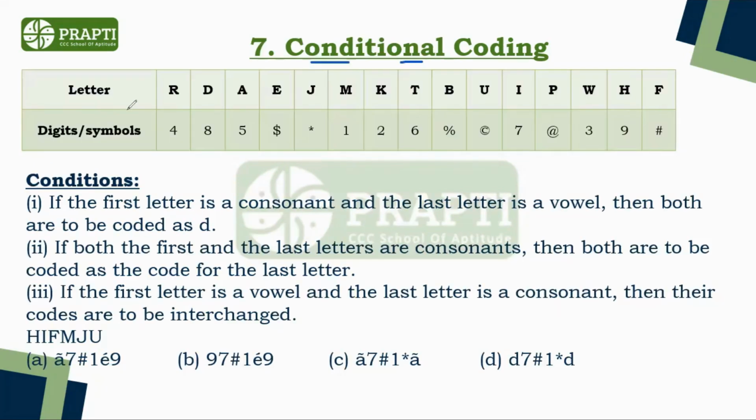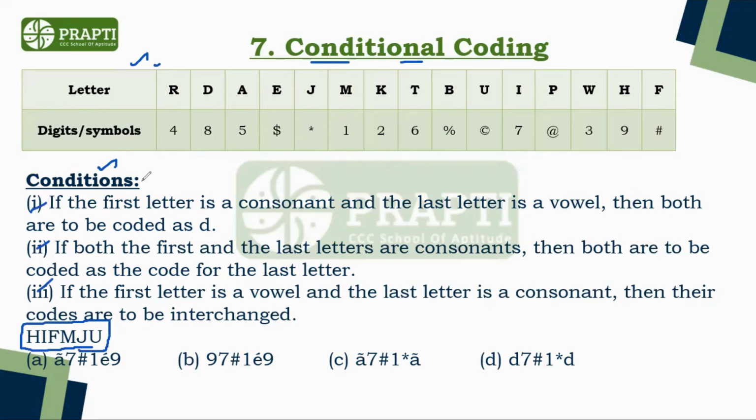Conditional coding. Conditional coding is nothing but they'll be providing you a table like this and a set of conditions as given here. What you're going to do is follow these conditions and the table, and based on the values given here, you're going to find the code for the given set of characters.